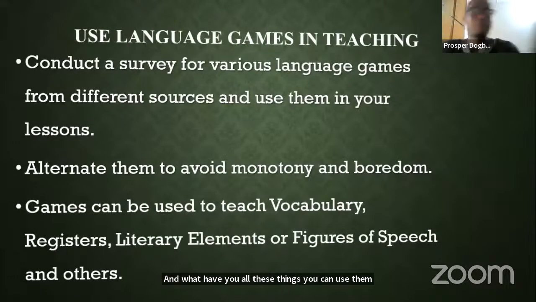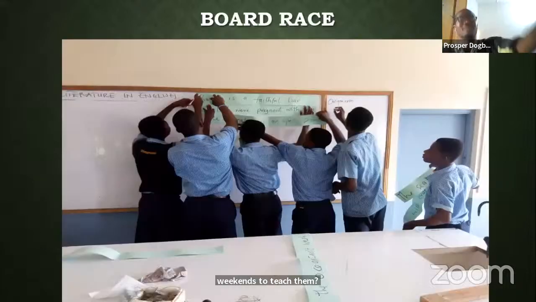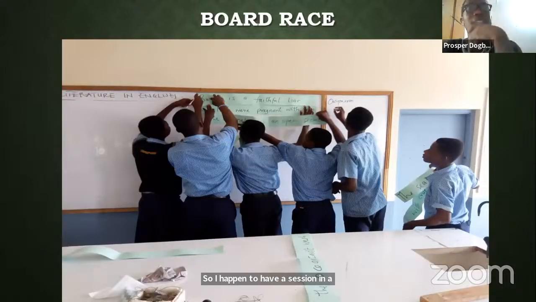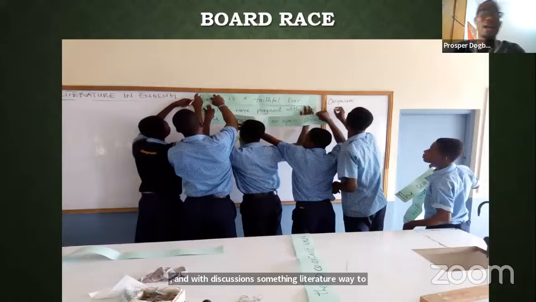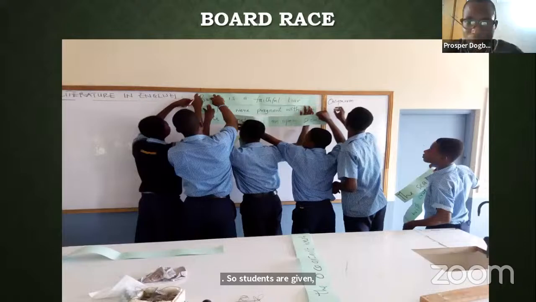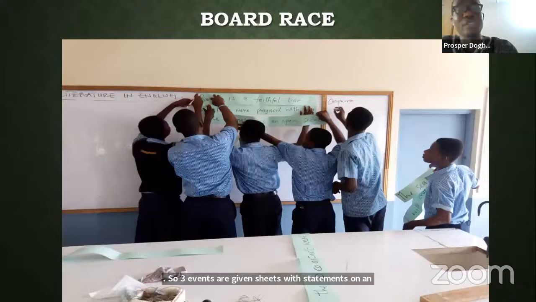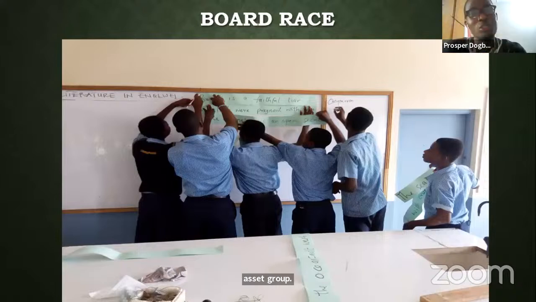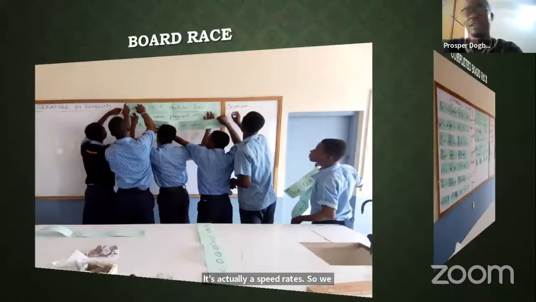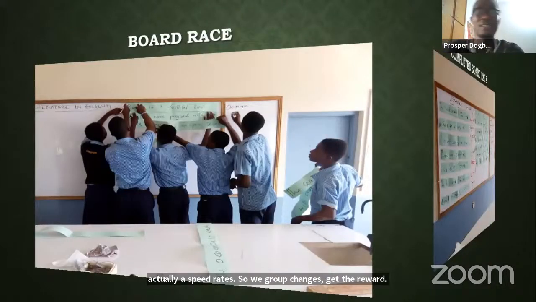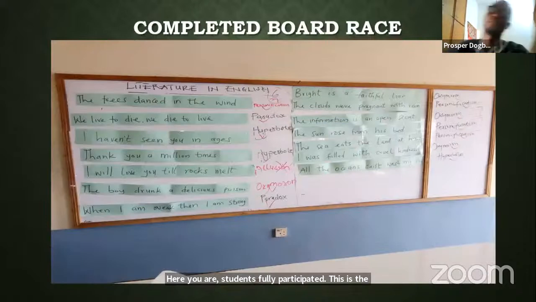So I happened to have a session in a school some years ago, and we were discussing something in literature where they were to identify figures of speech that were used. And here you have a board race. Students are given sheets with statements on them, and as a group, they are to identify the figures of speech that are used in them. It's actually a speed race. The group that finishes first gets the reward. And here you have the students fully participating. This is the completed work that you have. You can also adopt the same.